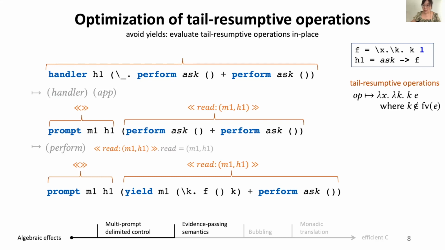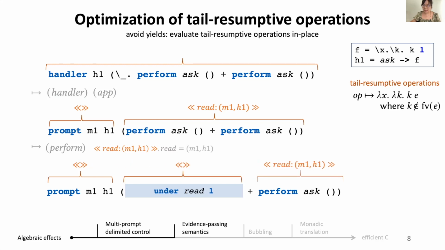For those operations, once we yield up, we will immediately resume with the result of evaluating E. But that's not necessary. We can directly evaluate E in place. In this case, since we can get H1 from the evidence vector, we can replace this yield M1 with the tail resumptive body, in this case 1. We will do the same for the second perform, so we will be able to evaluate the whole expression without even doing any yields. One subtlety of this optimization, though, is that we will need an underframe to adjust the evidence vector to preserve semantic correctness, but we are going to skip the details.